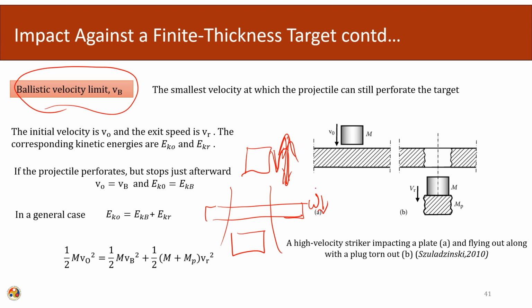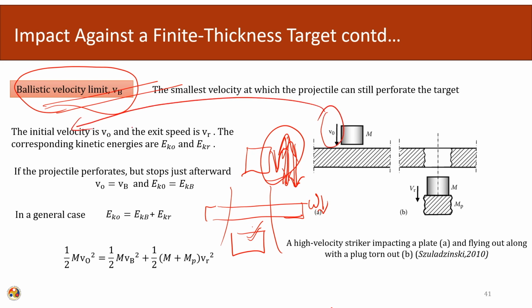Let us say I am lowering the velocity. Then there will be a limit at which it will be just able to perforate the target. So, this is the lowest velocity at which this perforation phenomenon occurs, and this velocity is known as the ballistic velocity. Let us say the initial velocity is V naught and the exit speed is VR. It means that when the projectile enters, it has the initial velocity V naught, and the exit speed is VR when it comes out.